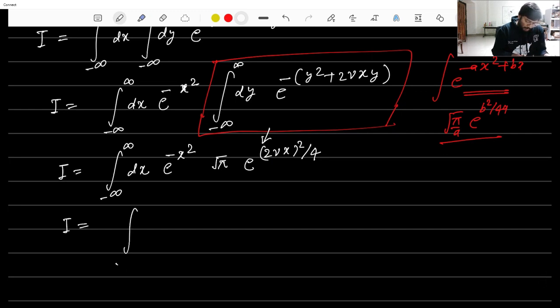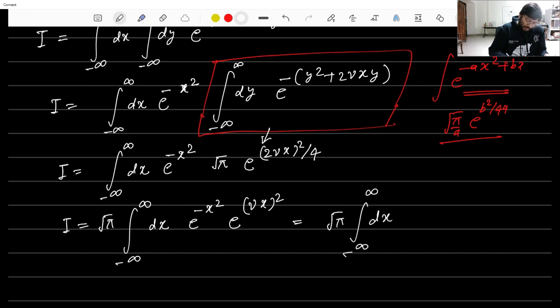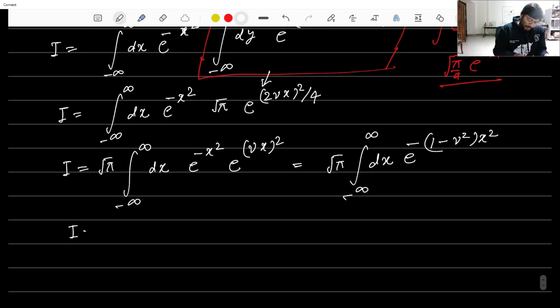So the integral over x from minus infinity to plus infinity dx of e to the power minus x square, and this becomes e to the power nu x square, and the root pi factor comes out. So root pi times the integral from minus infinity to plus infinity dx of e to the power minus 1 minus nu square x square. Correct. So our integration is root pi times the integral from minus infinity to plus infinity dx e to the power.